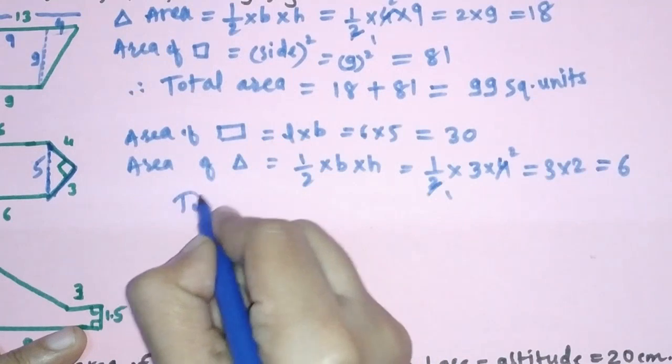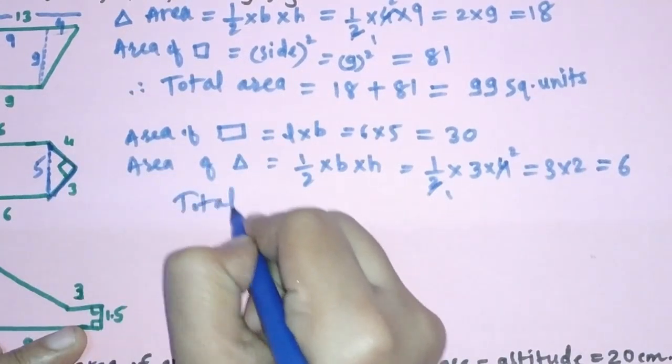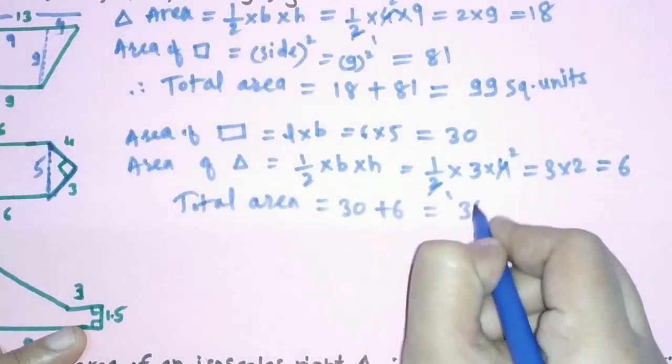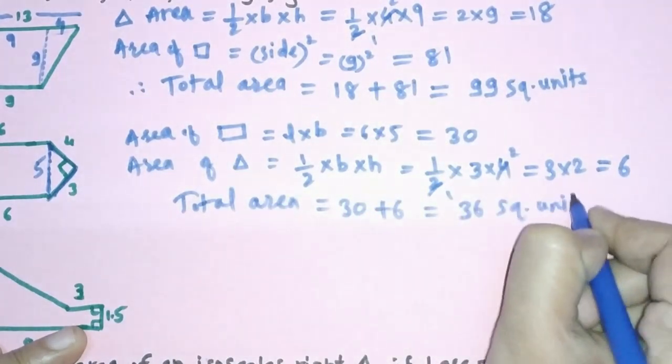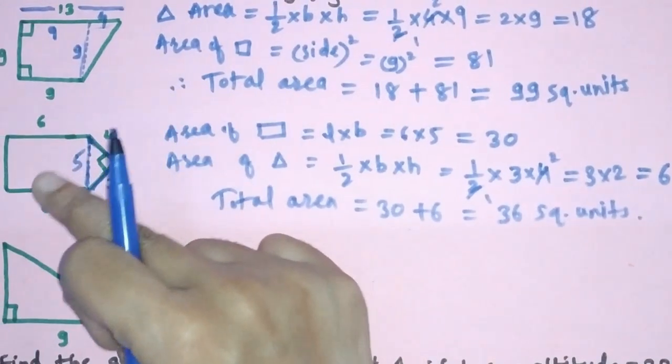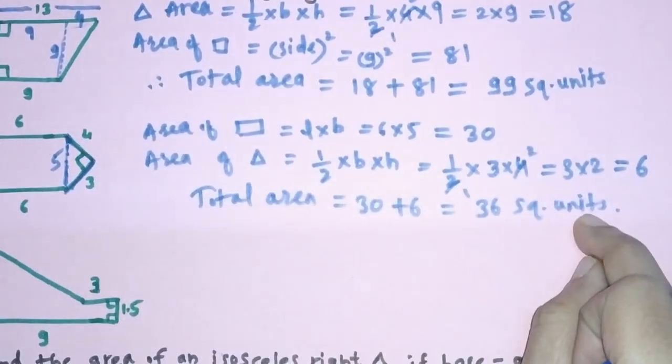Now the total area of this complete figure is equal to 30 plus 6. So you will get 36 square units. One triangle's area and one rectangle's area combined, we find the whole area.